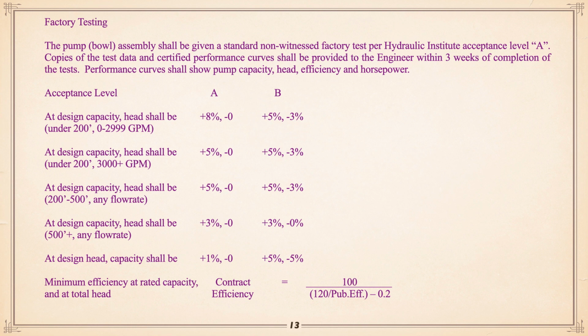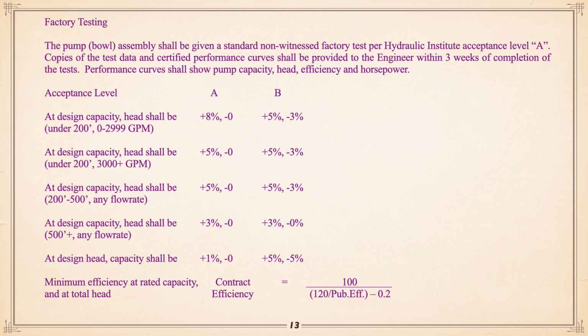They would be in real trouble if they were caught cheating on this thing. They'd be out of Hydraulic Institute. So a non-witness per hydraulic standard, and you've got two choices there, A and B. And you can see as you follow down, head shall be at the lower end and gallon per minute plus 8%, no minus tolerance allowed. Design capacity for A, no minimum allowed. B is a little more generous, allows 3, and you can kind of follow down.